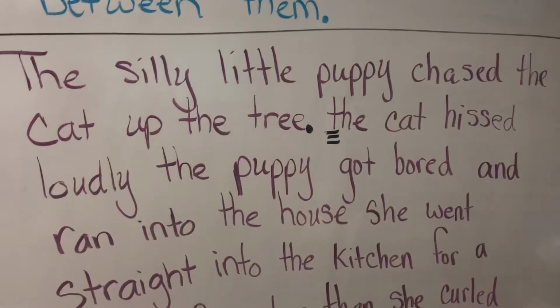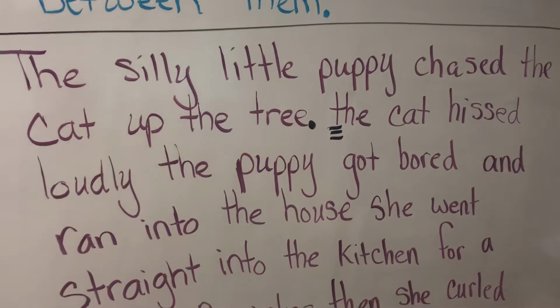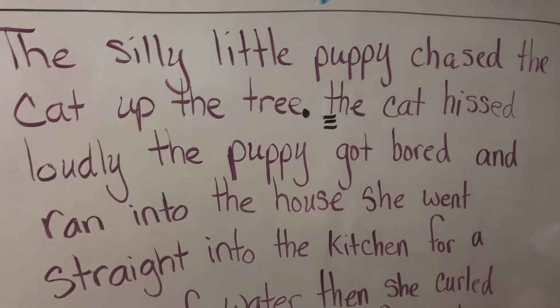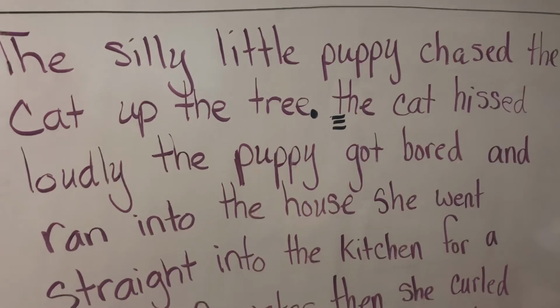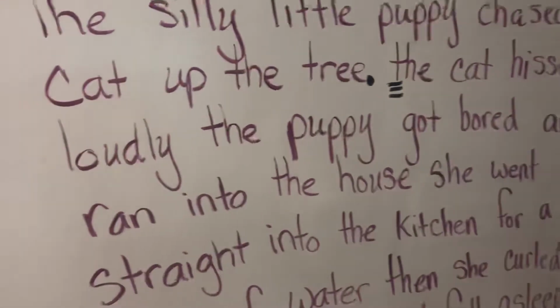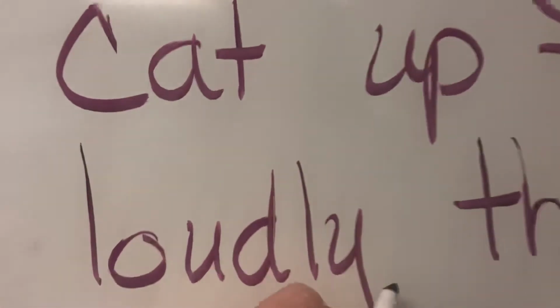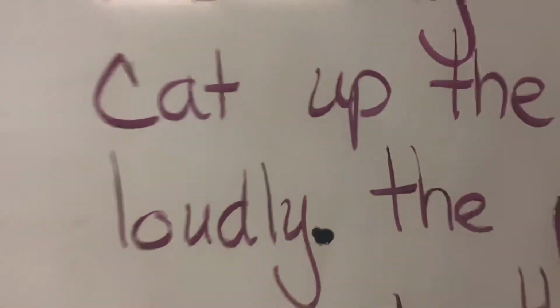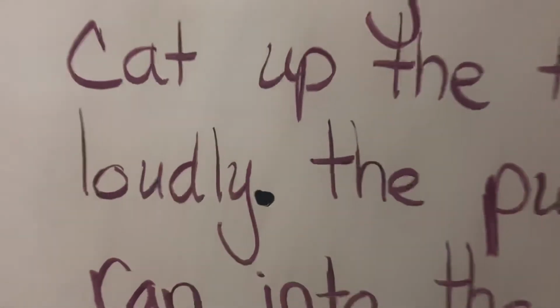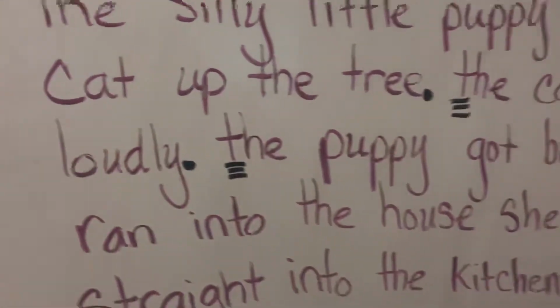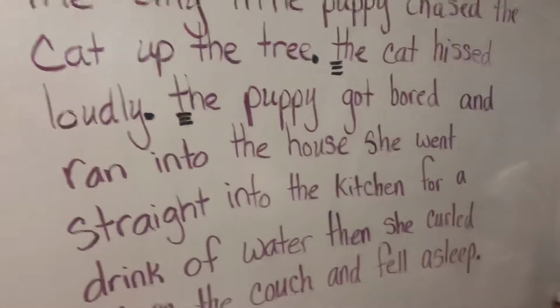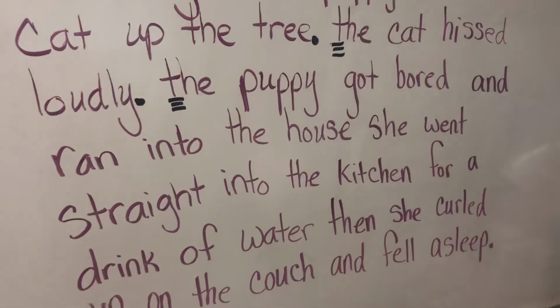So now, the cat. Okay, that's my subject of this sentence. What did the cat do? The cat hissed loudly. Okay, so that tells me what it did. It hissed. How did it hiss? Loudly. So I'm going to put a period right there, which means I'm going to capitalize the T on the. The puppy is who we're talking about next. The puppy what? Got bored.